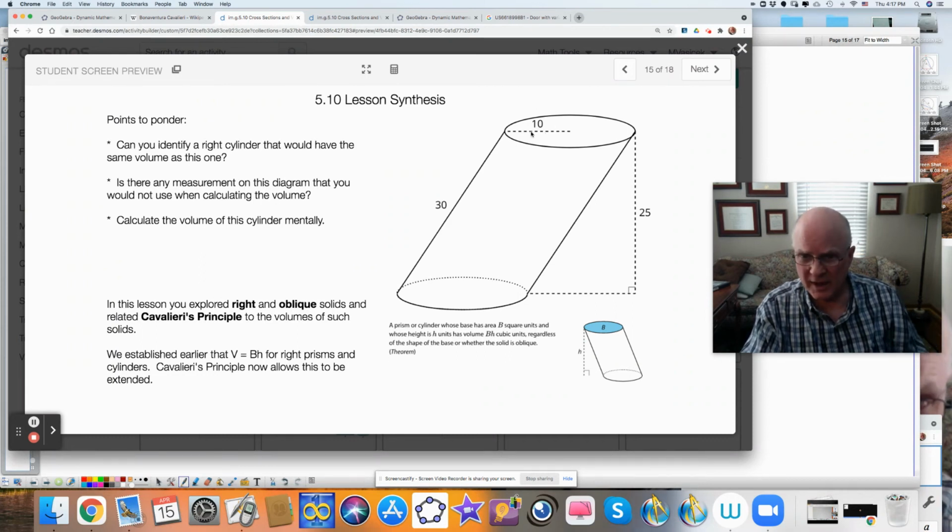How would I do this in my head? Pi r squared. 10 squared is going to be 100. So this would be 100 pi times 25. That's 2500 pi. That's how I would do it in my head.